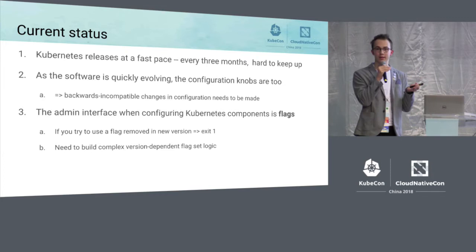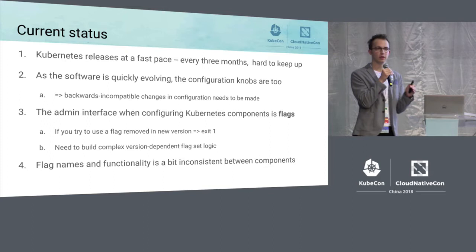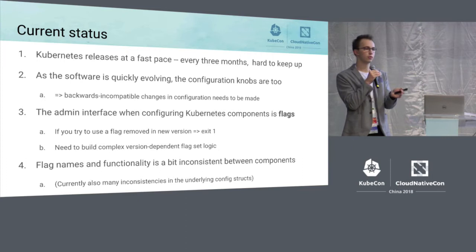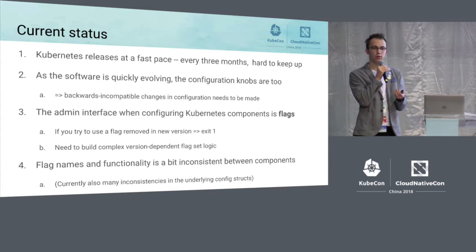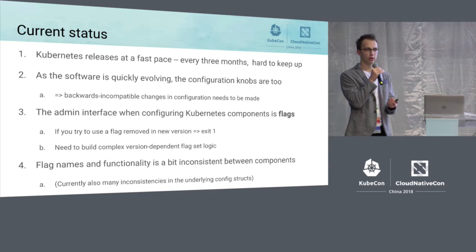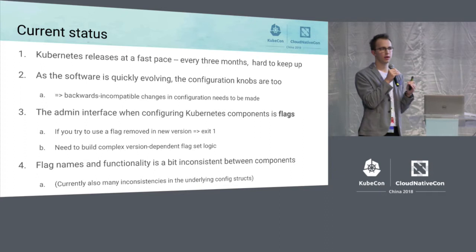The flag names and functionality are inconsistent between the API server, controller manager, scheduler, and similar components. So there are inconsistencies, and we're using flags where we could instead use structured and versioned configuration, because flags are only key-value. We have no structure there, and there's no version. I can't say I want to use flag schema version 1, or some other version.